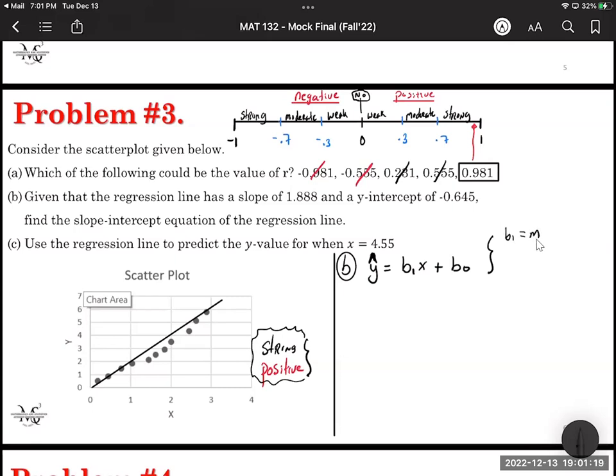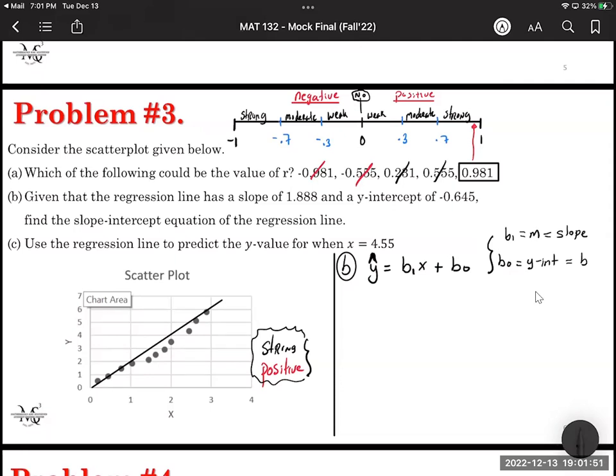And in high school, what did you learn that m stands for? A slope. M stands for slope. And b naught is simply the y-intercept, which in the linear equation y equals mx plus b is the b.